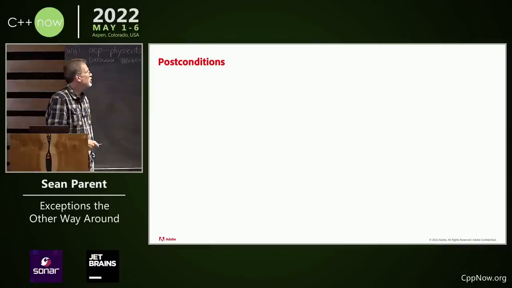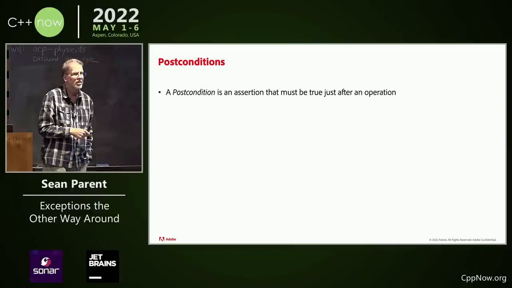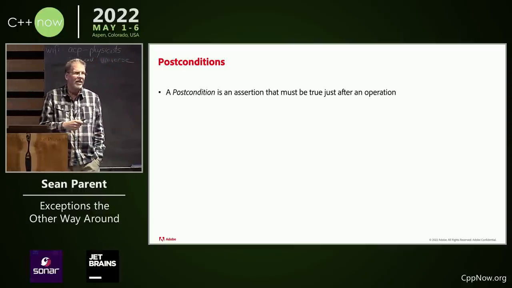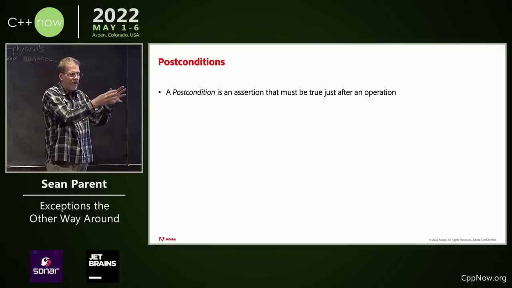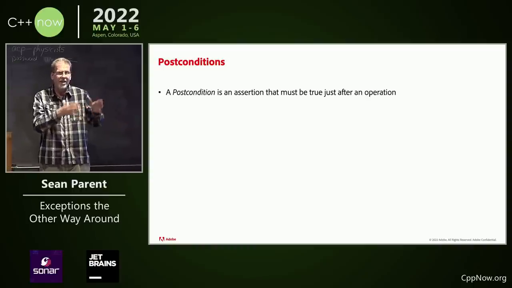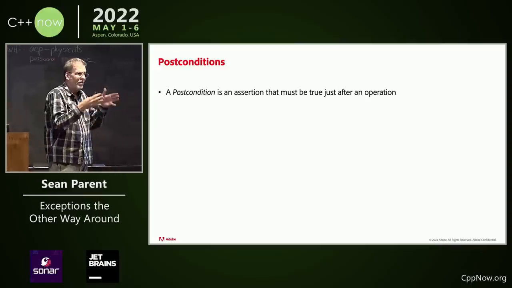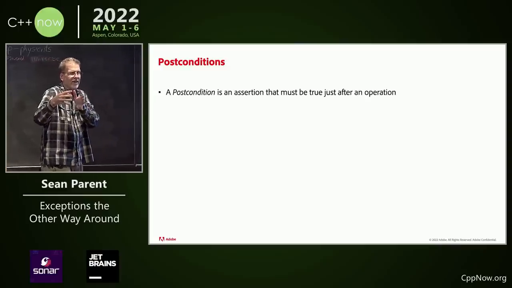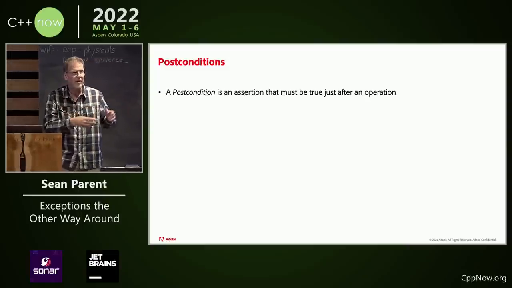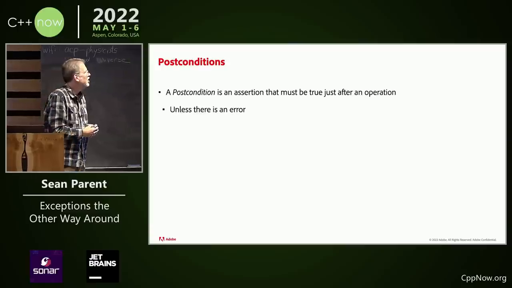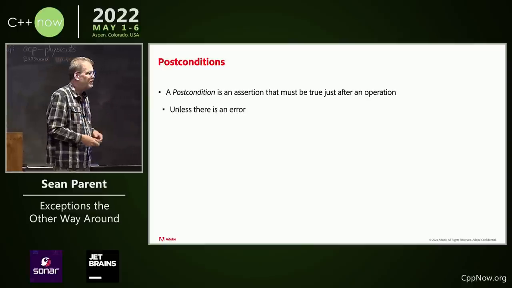So let's talk a little bit about postconditions. A postcondition is an assertion that must be true just after an operation. Now, a lot of times in documentation, you'll see returns P and then postcondition. The postcondition there is usually describing side effects. But the returns part is also a postcondition in our calculus. So we're talking about both the function result and the side effects of the function. Both of those are included in the postconditions. Unless there's an error.